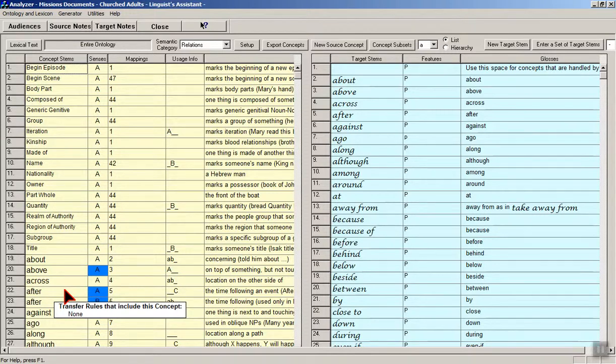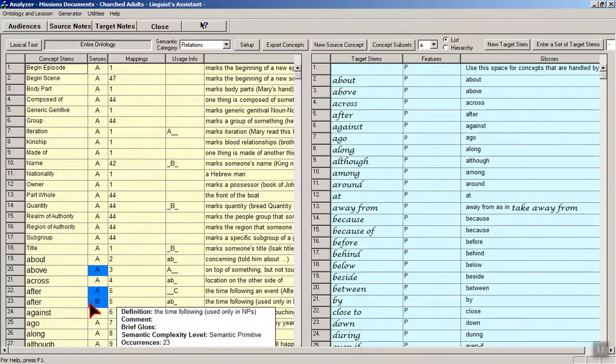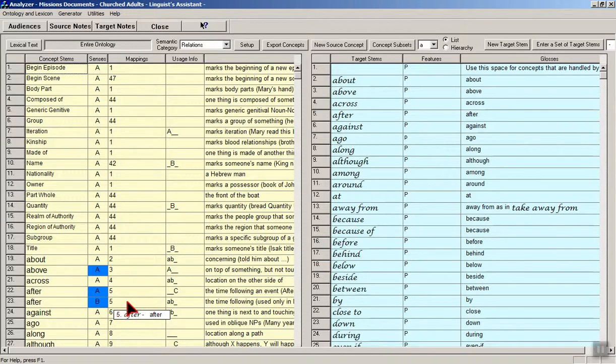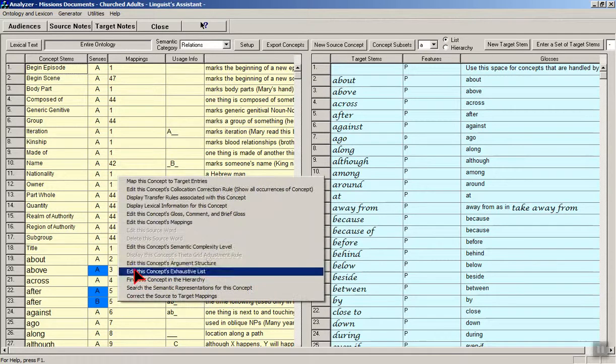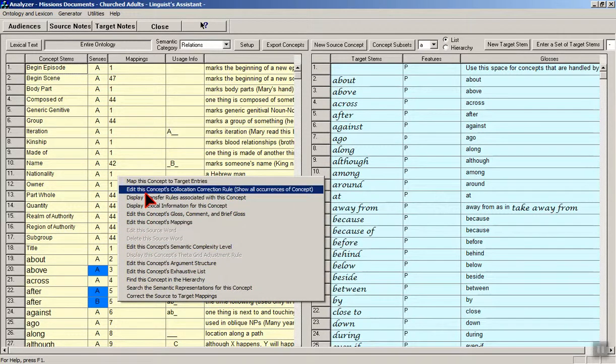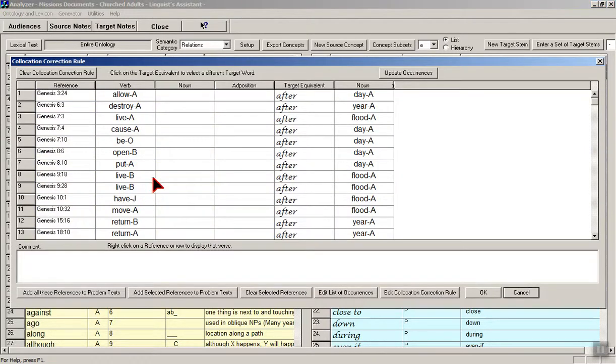So first of all, I'm going to look at the second concept for after. That's the one with the letter B, as in Bravo, in the second column. And then when I put the mouse over that, it says the definition is the time following, used only in NPs. That means noun phrases. So we can get examples of that if we do a right click and then pick edit this concept's collocation correction rule, show all occurrences.